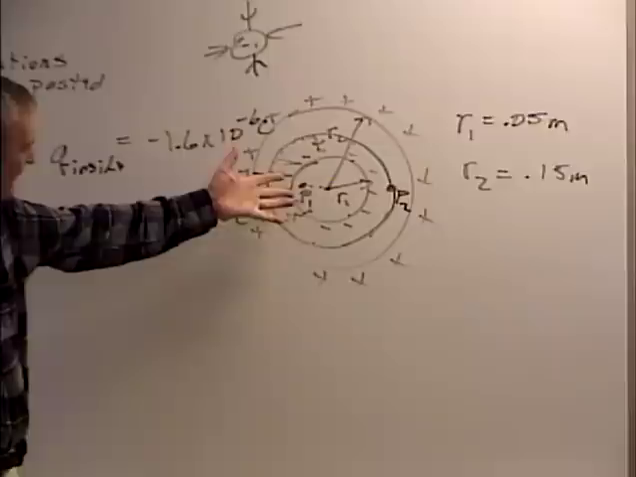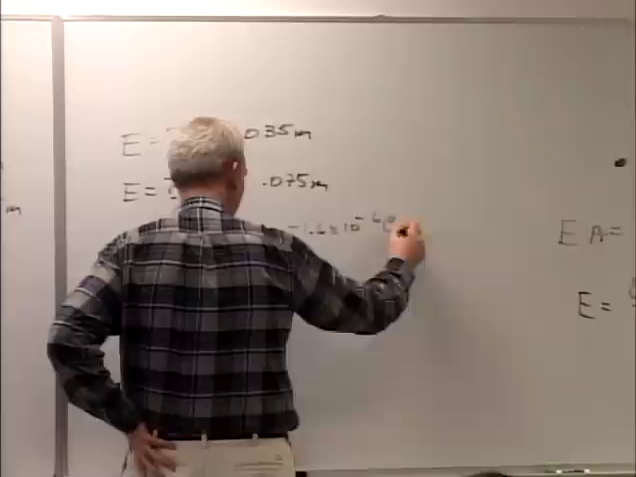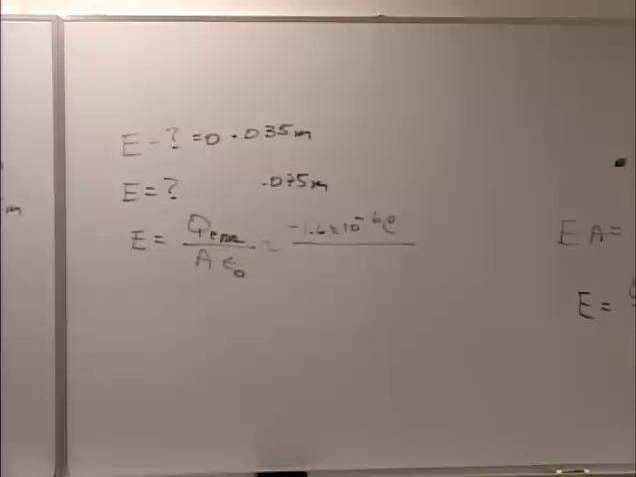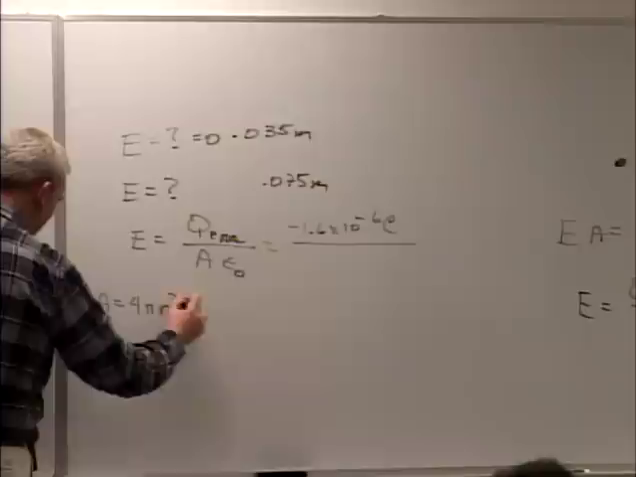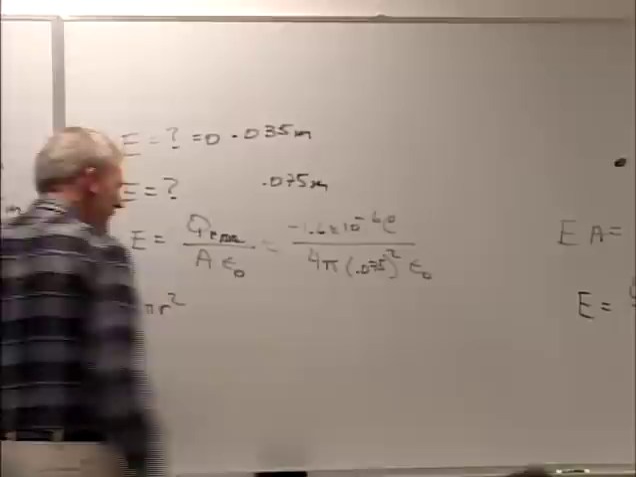So we would say negative 1.6 times 10 to the negative 6 coulombs divided by, and this works out kind of cool, because A, the surface area of a sphere, is 4 pi r squared. So we go 4 pi times 0.075 squared, times epsilon naught. But look what happens. What's 4 pi times epsilon naught?